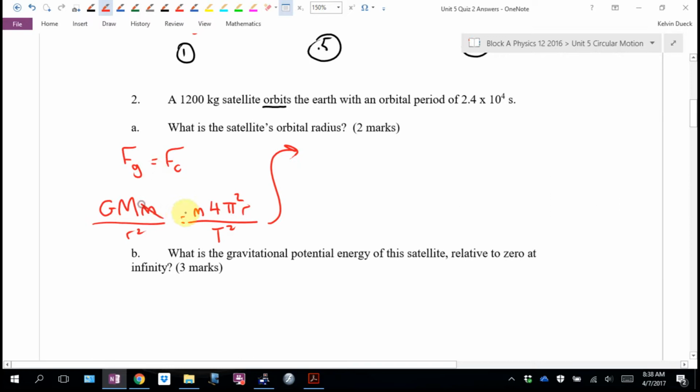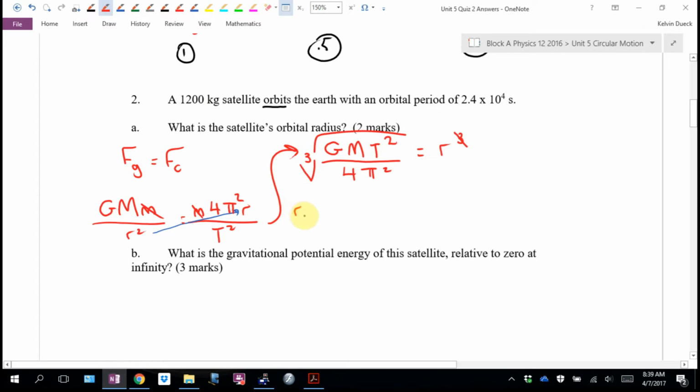Here, a mass cancels. Does an r cancel this time? No, they're not on the same level. They're not going to cancel. In fact, I think this r squared is going to move up to there and join that r to become an r cubed. You'll end up with big G, big M, T squared over 4 pi squared equals r cubed. How to get rid of a cubed? Holy smokes, Mr. Dewick, we get to use cube root.